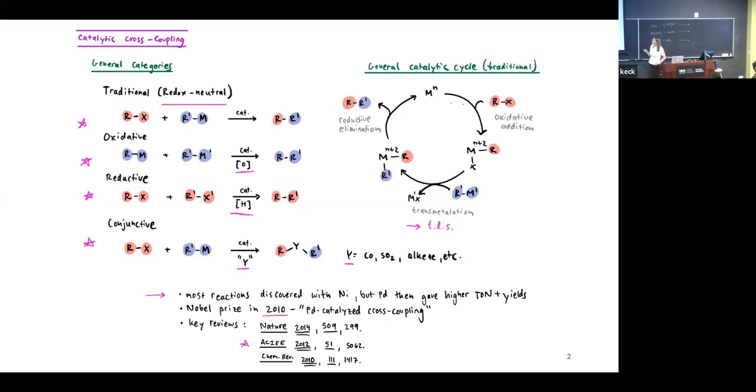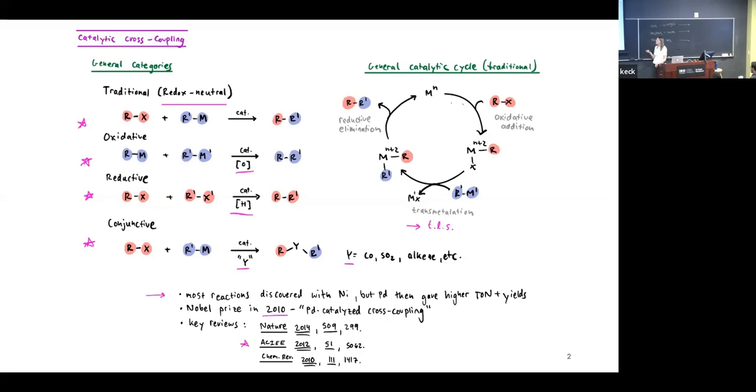So in the traditional redox-neutral coupling, you couple an electrophile with a nucleophile, very classic. There are also examples of oxidative couplings, where you couple essentially two nucleophiles, and then of course you need an oxidant to get your metal back on cycle. We'll see one example of this. And similarly, reductive couplings between two electrophiles, where you of course need a reductant to get your metal back on cycle.